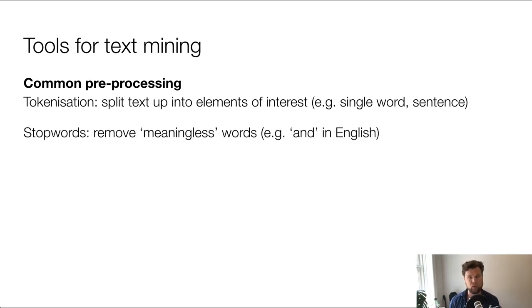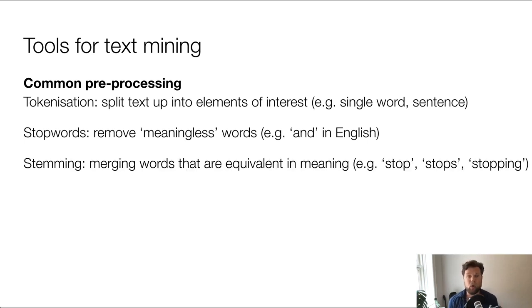We might also want to remove stop words, which is to say that we might want to remove words we consider meaningless for our analysis. So for example, if we are analyzing texts that are in English and we're trying to find out what kind of topics they talk about, we might not be interested in how frequently they use words like and, the, of, and so on, and therefore we might want to exclude them altogether.